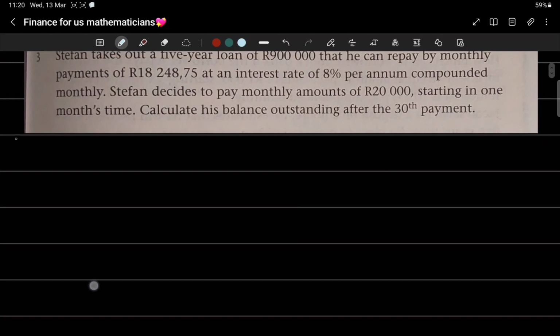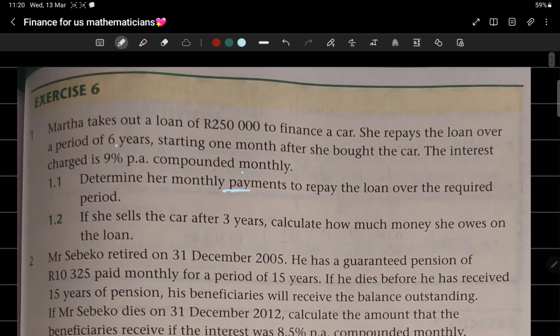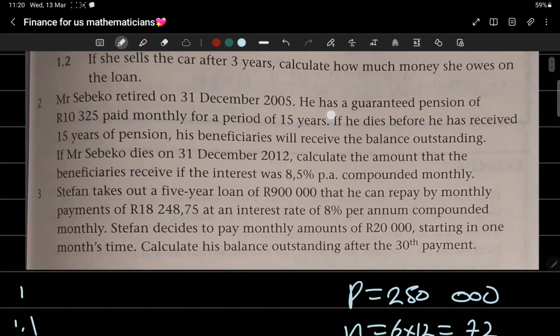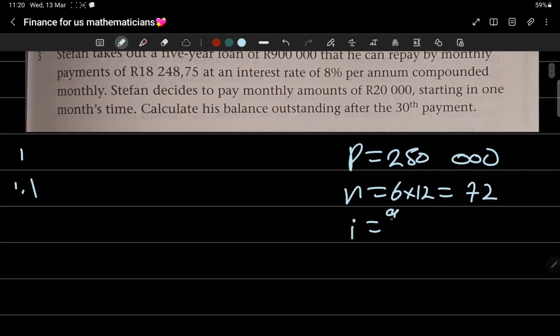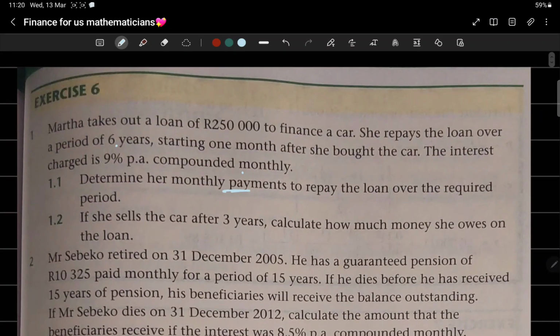Okay, let's write the given information. Number 1, the loan, 250,000. In 6 years' time, compounded monthly, so it's 6 times 12, which is 72. Then i, that is 9%, so we have 9 over 100. This gives you 0.09, and therefore i equals 0.09 over 12, because it's compounded monthly. Then x, the monthly payments. This is what we're determining.